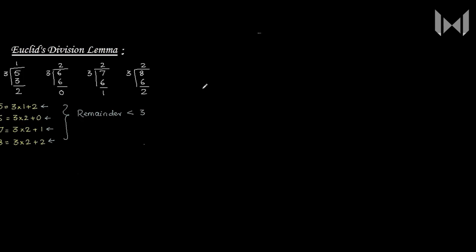Let us take up a bigger example. Say you are dividing something by 7. So we take up 8 consecutive numbers, say for example 15, 16, 17, 18, 19, 20, 21, and we divide all of them by 7.